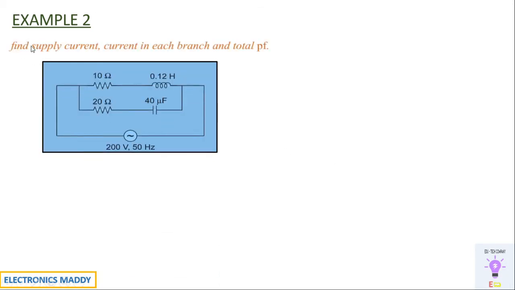They've given us a circuit and asked us to find the supply current, the current in each branch, and the total power factor. The problem looks pretty simple, but there are a certain series of steps that you need to follow. Once you have solved this, the next problem will be very simple for you. To determine the supply current and current in each branch, how do we proceed?